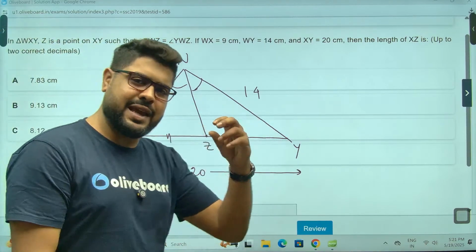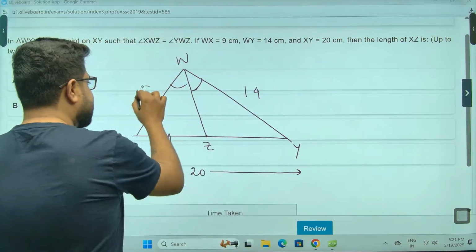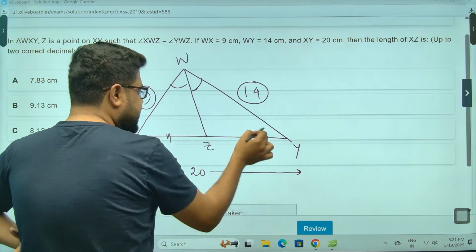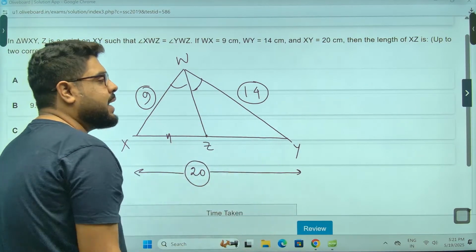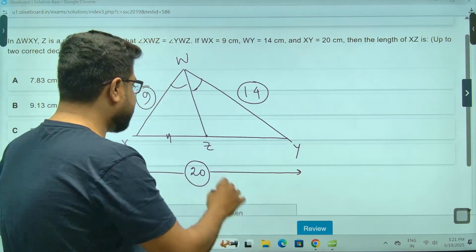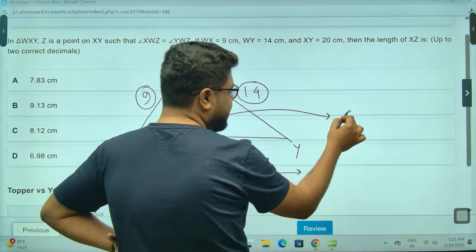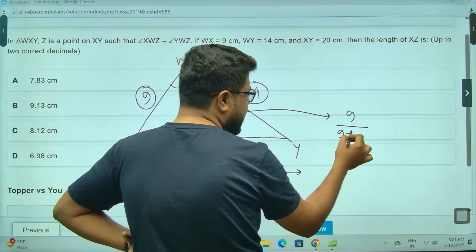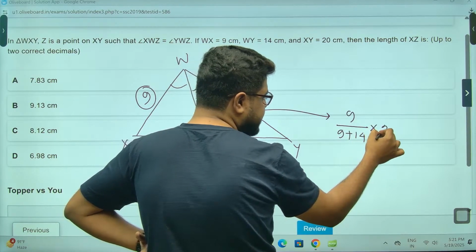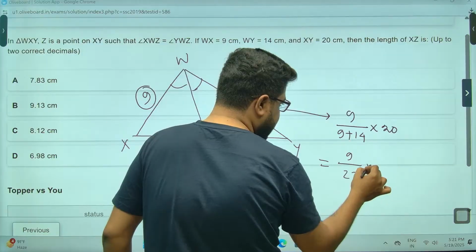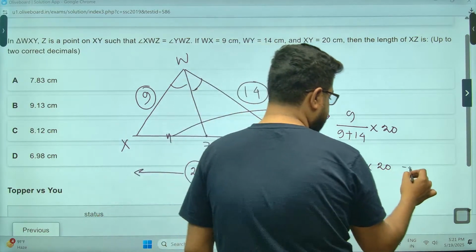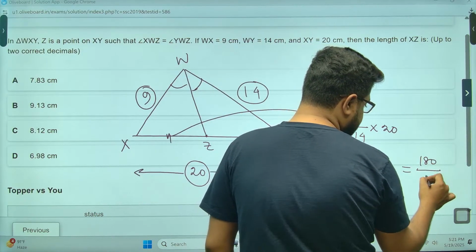Whatever is this ratio, this is the same ratio. So 20 will get divided in the ratio 9:14. So this part I can directly write, sir. It will be 9 parts out of 9 plus 14 parts of 20, sir. Directly do it, sir. 9 by, this is how much? 23 into 20. Sir, 180 by 23.